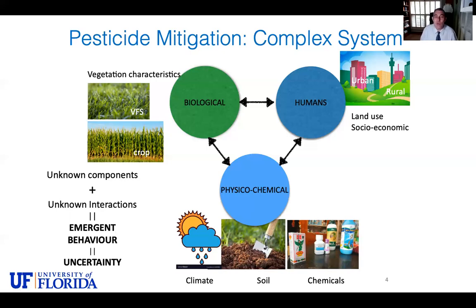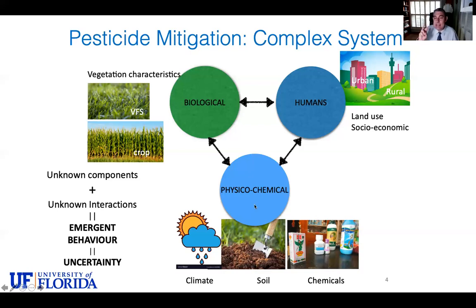For as much as we have tried, we keep having pollution in our waters. And the reason for that is that there are all these things that we cannot really very well account for, that at some point, although we think we understand how things work, at some point they surprise us. This is what we call emergent behavior in the context of complexity science. So in fact, this is a complex system.